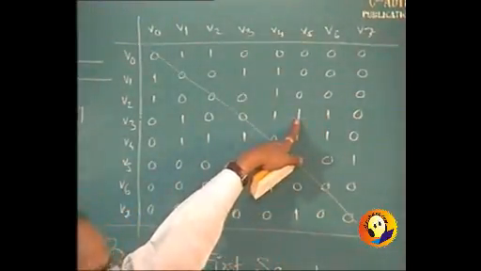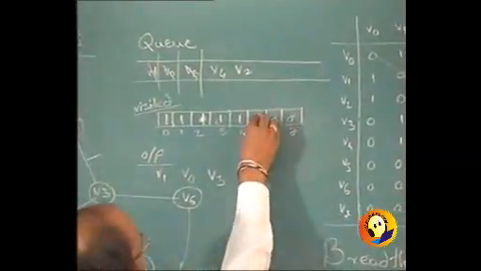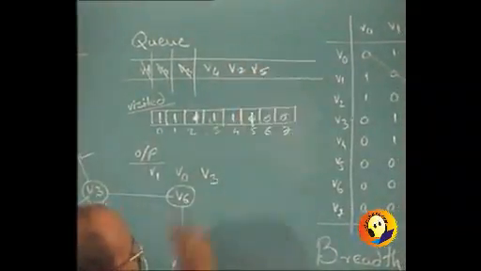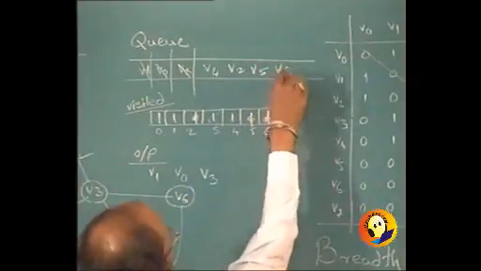V5 is not yet visited, so we mark it as visited and put it to the queue. V6 is also not yet visited. Mark it and put it to the queue.